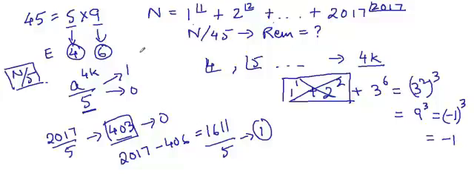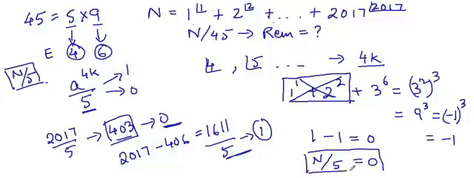So if we check all of these numbers together, we get a remainder of 1 from this set, 0 from this set, and minus 1 from the first three numbers. So that is essentially a remainder of 0. So what we know now is n when divided by 5 leaves a remainder of 0. This is the first part.